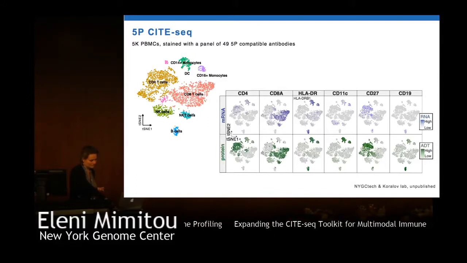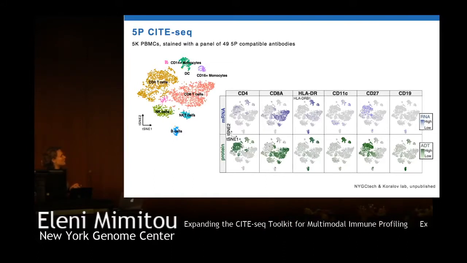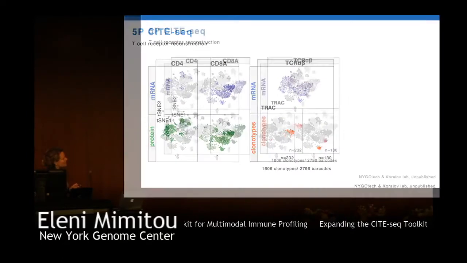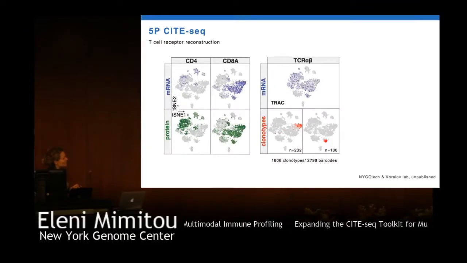But as I mentioned before, our goal was to combine CITE-seq with TCR reconstruction. So here, in the same sample, I'm showing you side by side those 2 CITE-seq markers with the TCR alpha chain transcript, compared to the top 2 clonotypes out of about 2,800 total. And of course, they're present where they're supposed to be.